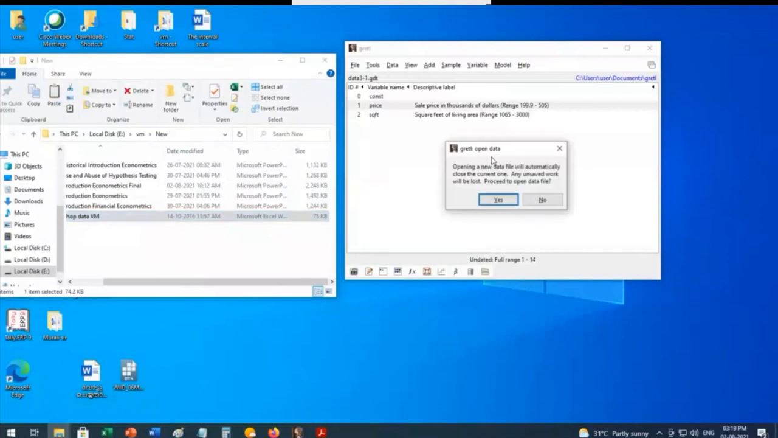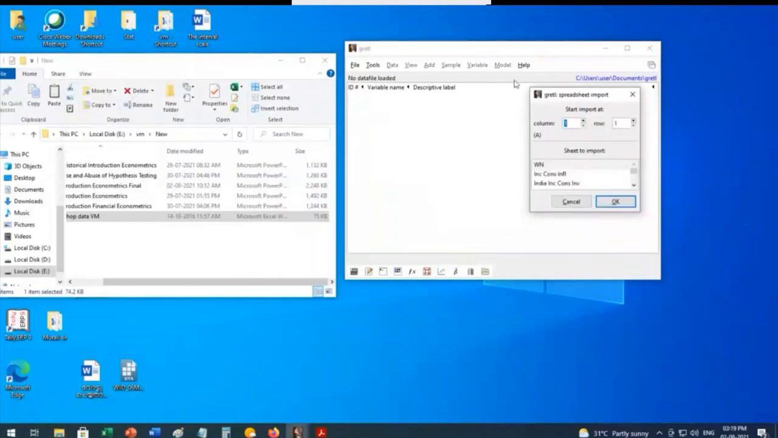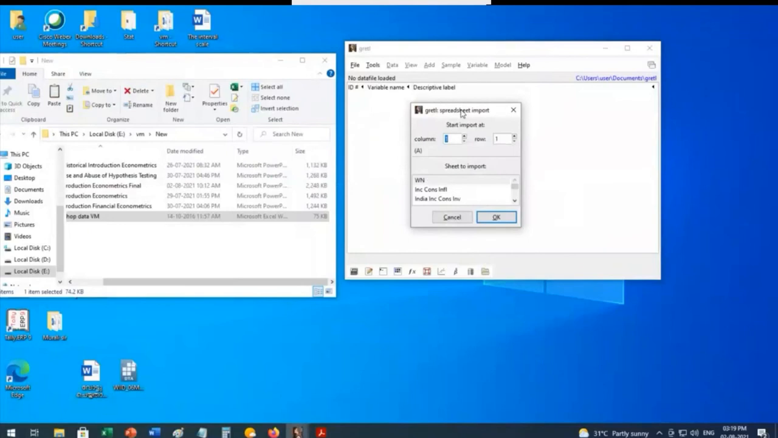Now we already have a data set in Gretl memory. So Gretl will tell us that if you open a new data set, then the old one will go. Do you want to proceed? We say yes. Then the import spreadsheet dialog will be available here. I want the second sheet. So I click on this one, second sheet, income, consumption, inflation, and then click OK.